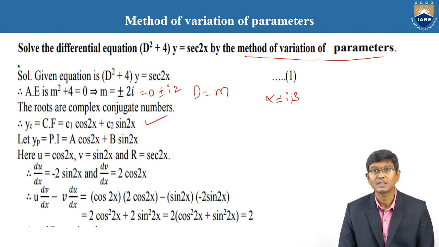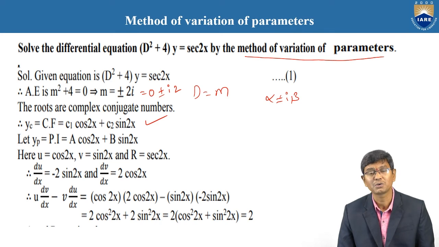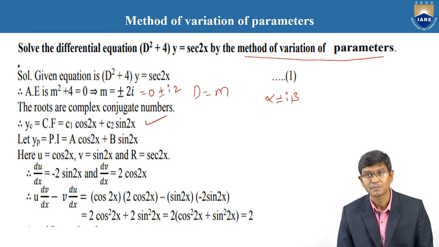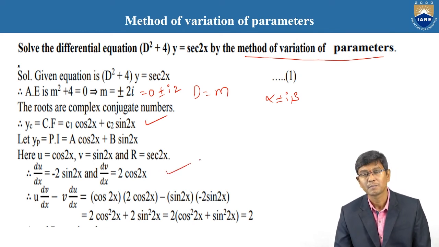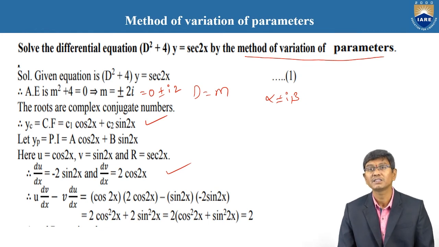Now we need to find the value of uv dash minus u dash v with the help of u and v provided here. u is equal to cos 2x and v is equal to sin 2x. Therefore, u dash is equal to minus 2 sin 2x and v dash is equal to 2 cos 2x. By doing this, uv dash minus u dash v, the value is 2 only.